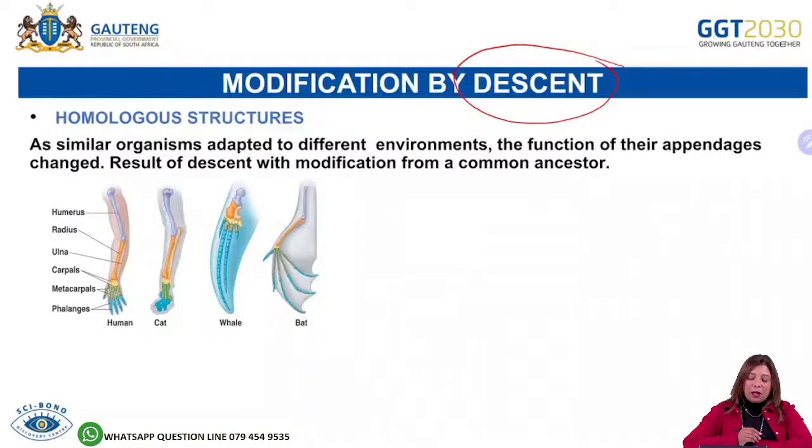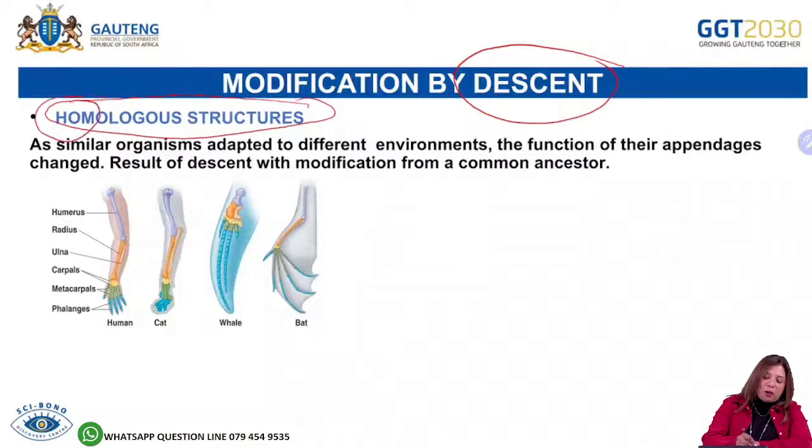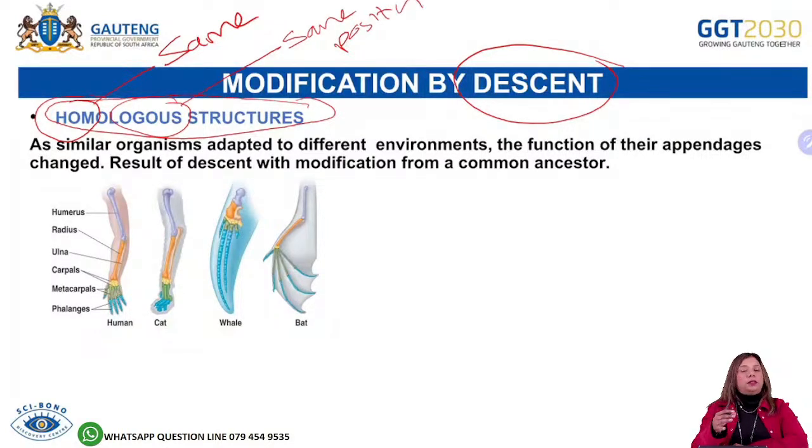With regard to this, one of the modifications of descent that we are going to study is homologous structures. Now, this word homologous is not new to you, grade 12. You did the word homologous when you were doing genetics. And we're going to break it down again for those of you who forgot what you did in term 2. But homologous, homo meaning the same, and logos meaning in the same position, or the same site in which you can find it.